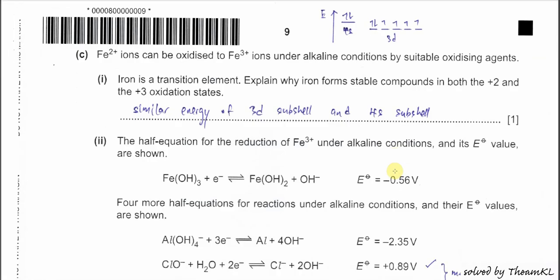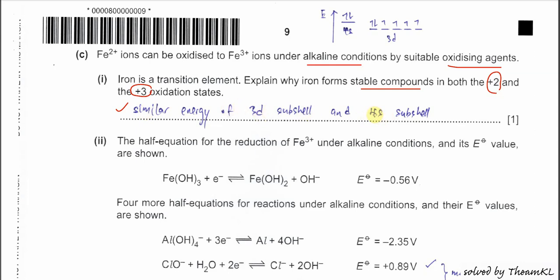Now part C. Iron(II) can be oxidized to iron(III) under alkaline conditions by a suitable oxidizing agent. Part 1. Iron is a transition element. Explain why iron forms stable compounds in both the +2 and +3 oxidation states. There must be a reason why it always forms +2 and +3. First, of course, in the mark scheme you see this one: because there are similar energies of the 3d subshell and 4s subshell.